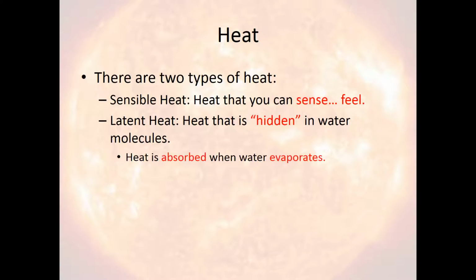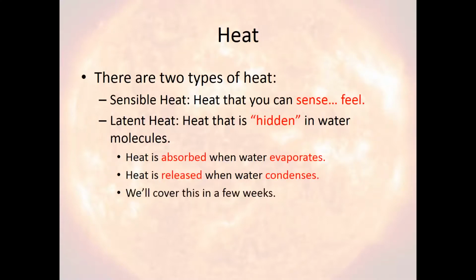So in a case such as water evaporating, it absorbs heat. That's because the water molecules are going faster, they're spreading out, and so heat is absorbed. On the other hand, when water condenses, heat is released. The water molecules are slowing down, they're sticking together, and that results in heat being released. Now, we'll talk more about latent heat in a few weeks, but for now, we're going to stick to sensible heat.